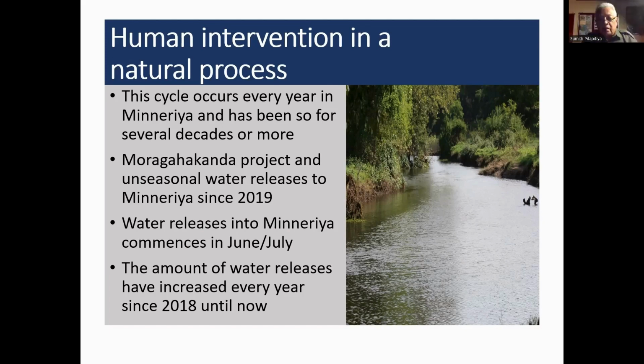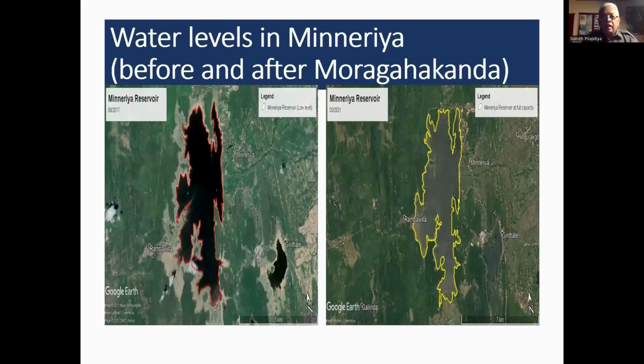When you start releasing water in the dry season, the grasslands obviously get submerged. And the water releases into Minneria have been increasing every year. This slide shows you, on the left-hand side where the dark shade is, the water levels in Minneria during the dry season. The lighter areas are the grasslands that are exposed, and the darker green areas are the forests surrounding the Minneria reservoir.